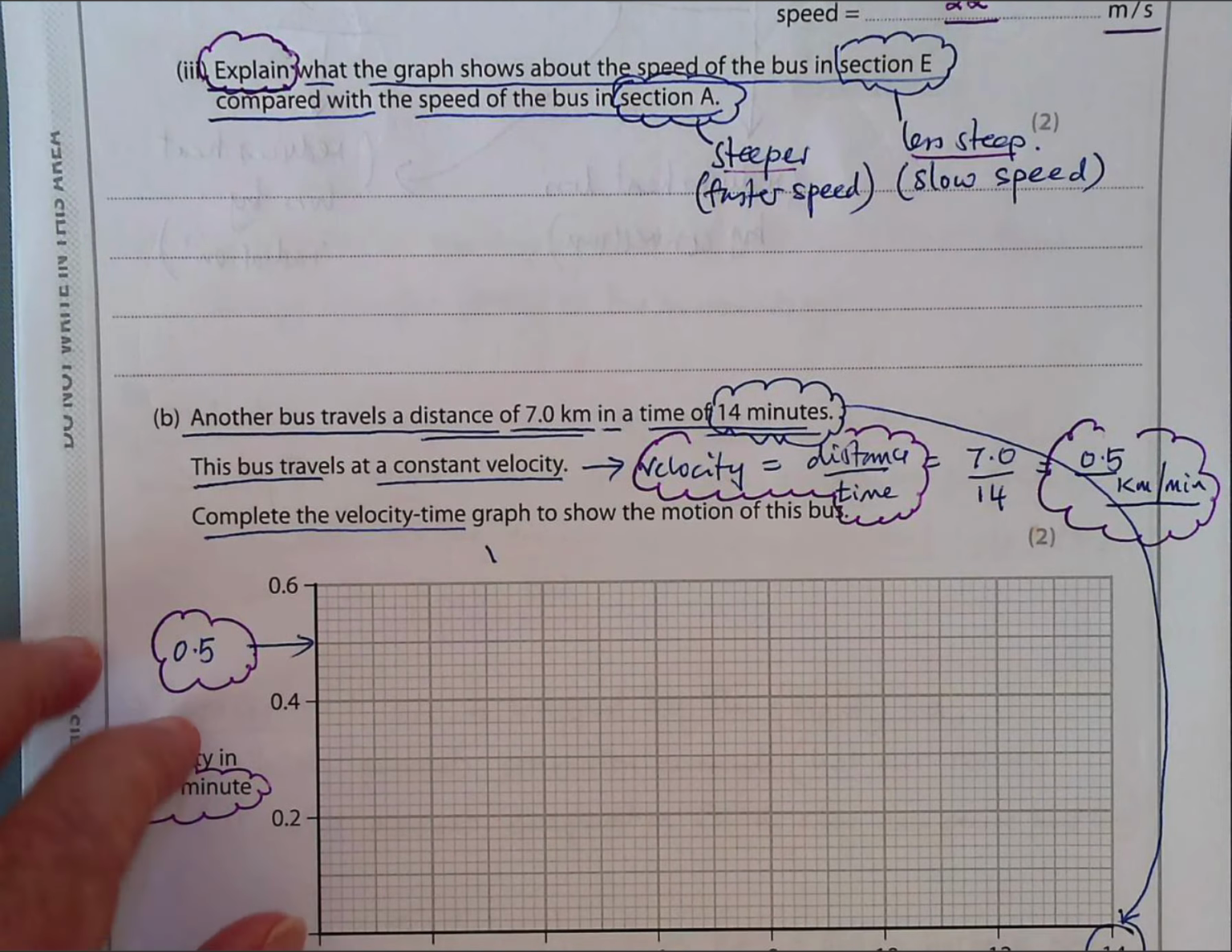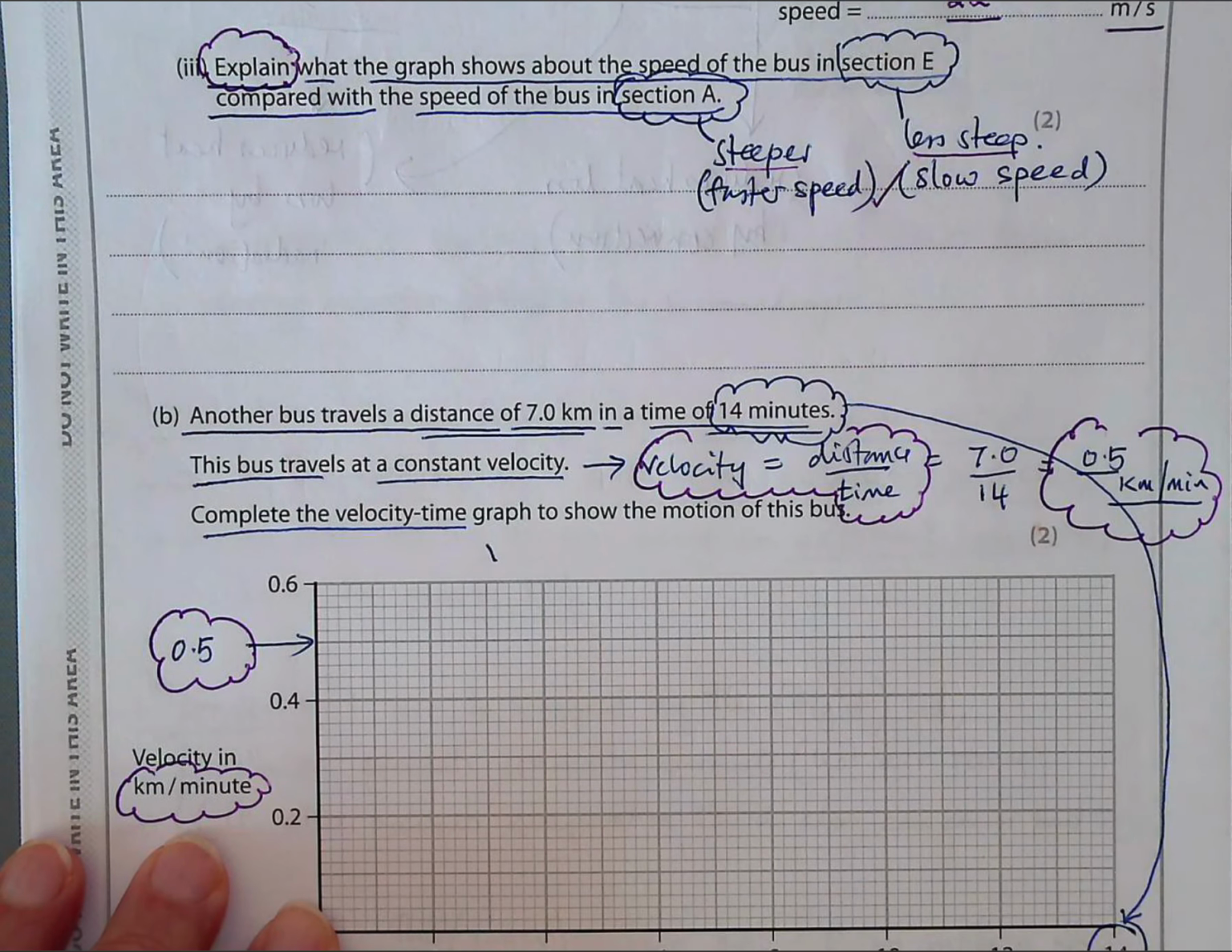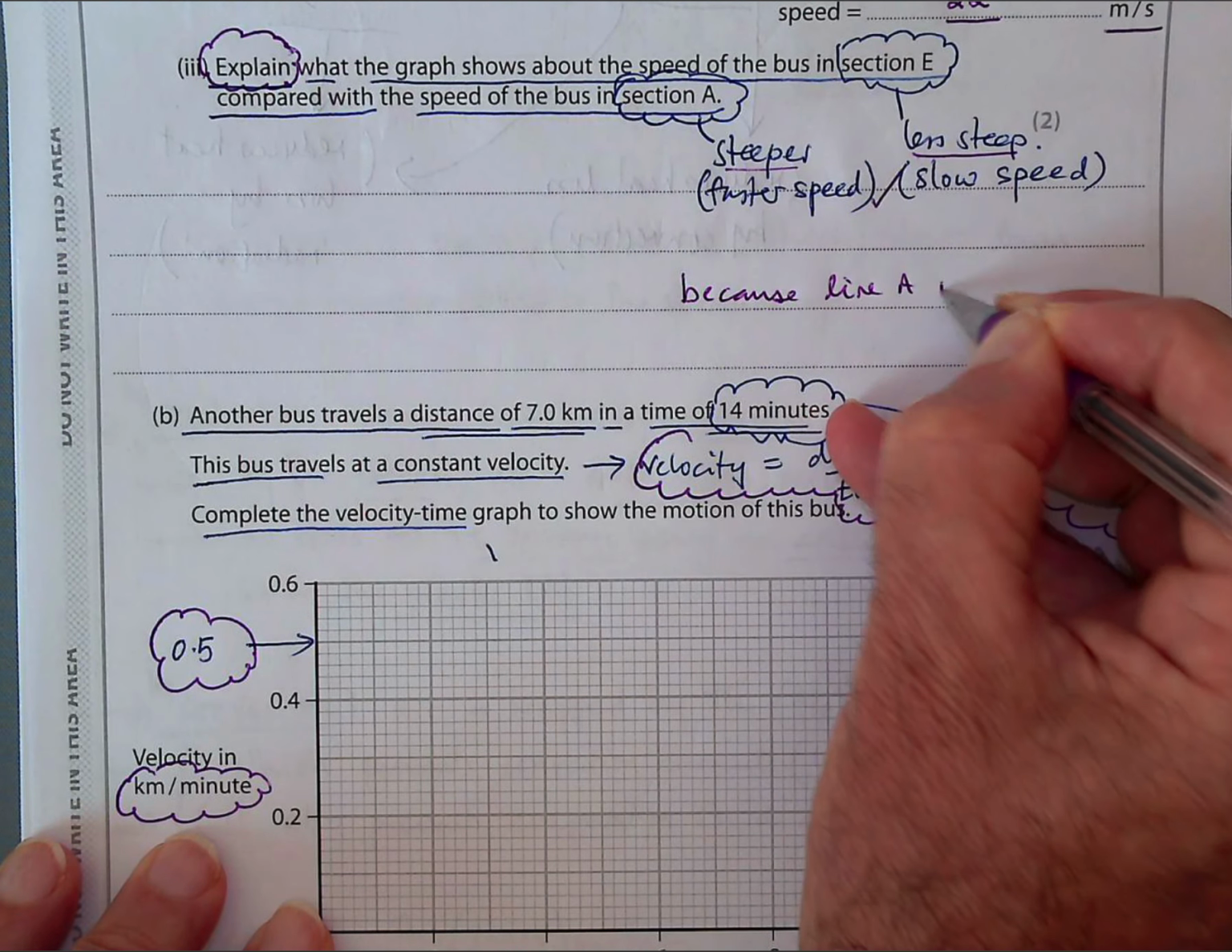So the idea that the speed of the bus is greater in section A, you need that. As long as you've got that clearly communicated, you'll get 1 mark. And then you've got to say, because the line is steeper. Yeah? Line A is steeper.